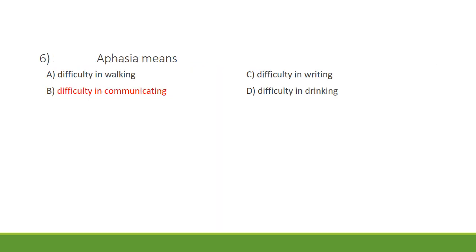Next question. Aphasia means. Meaning of aphasia. A. Difficulty in walking. B. Difficulty in communicating. C. Difficulty in writing. And D. Difficulty in drinking. Right answer is difficulty in communicating or difficulty in speaking. It is called aphasia.